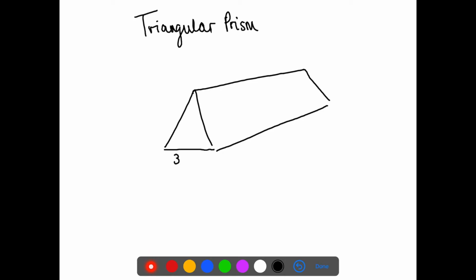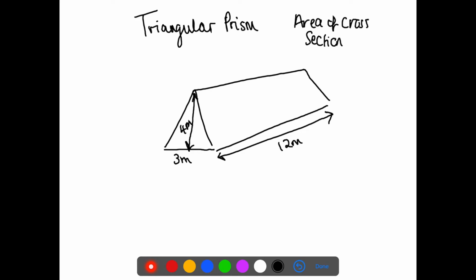Alright, so we have here, this measures 3 meters here. The height of your triangle is 4 meters. And the length of your prism is 12 meters. Now then, remember what we have to do when calculating the volume of a prism is we need to do the area of the cross section first. And then we multiply that by the height or the volume or the length, sorry, of the prism.